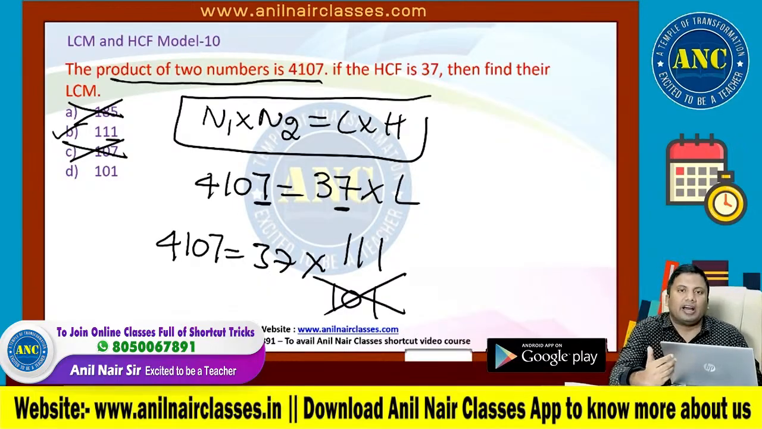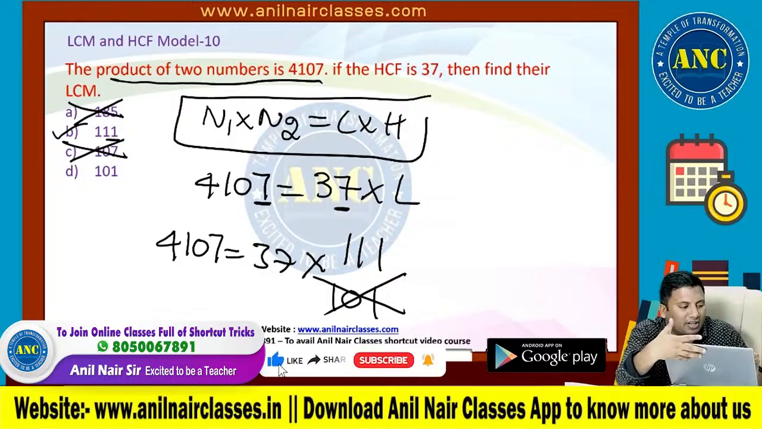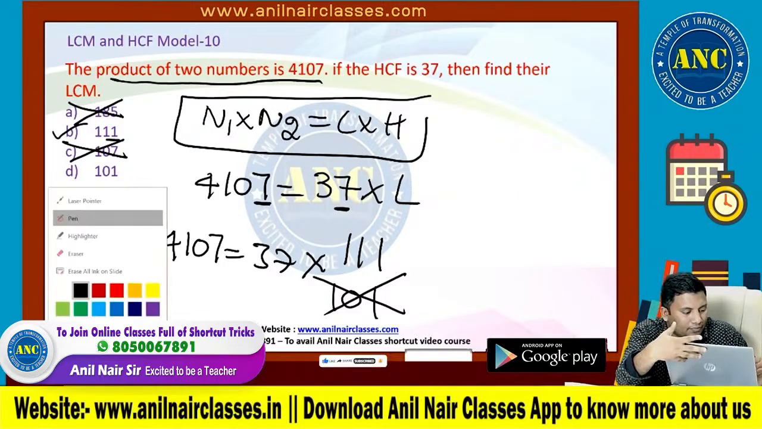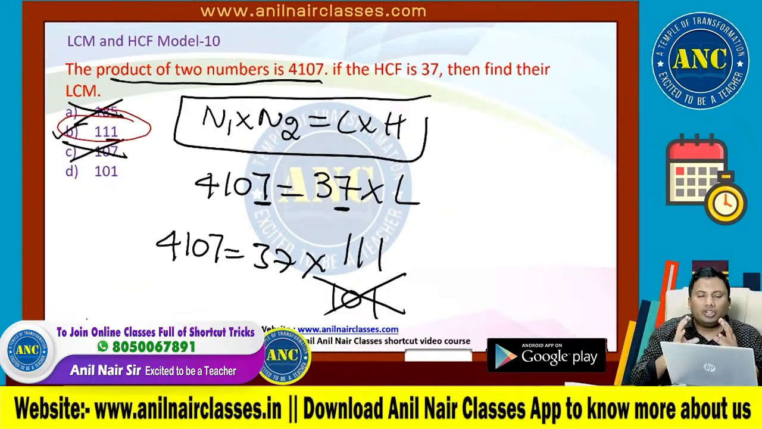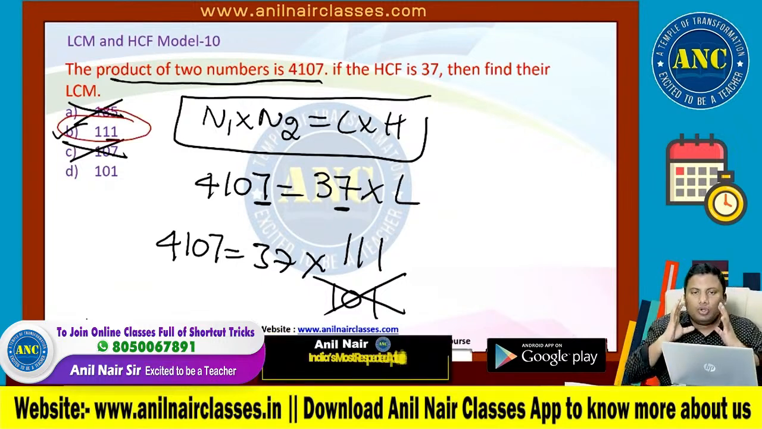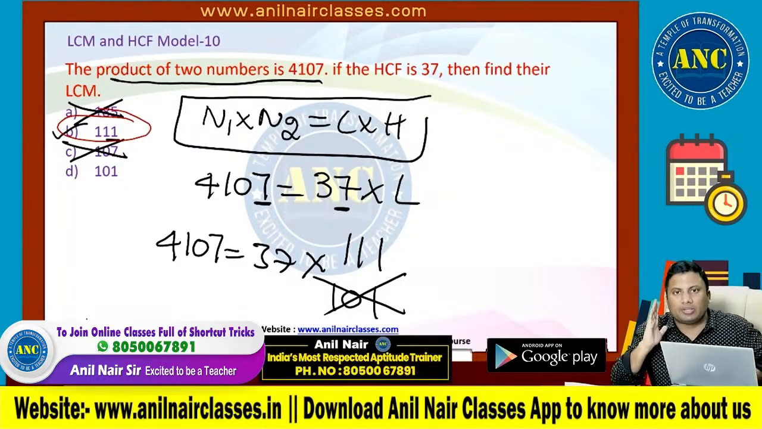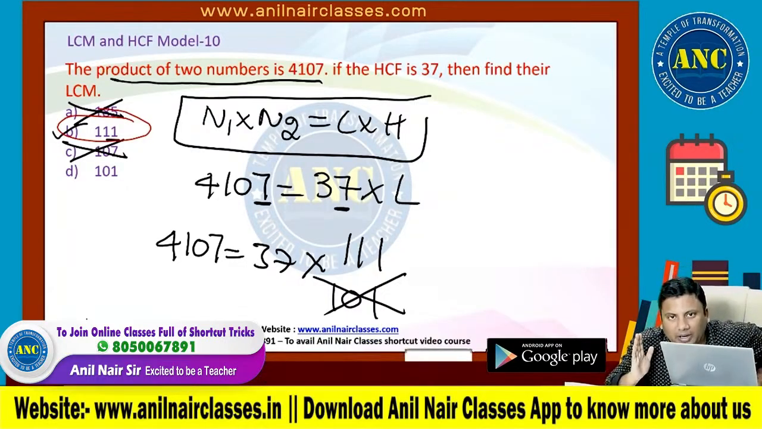101 is incorrect. Why? Because 101 is close to 100, and 37 into 100 is 3700. I require 4107. The answer for this question is 111. I hope you are enjoying the unique way of finding the numbers by using the unit digit multiplication.